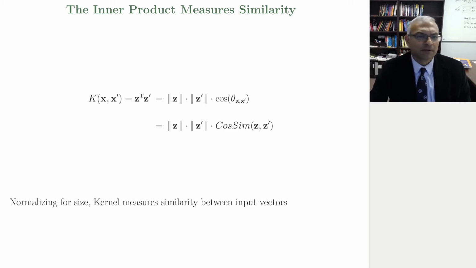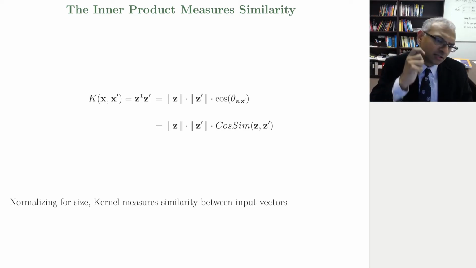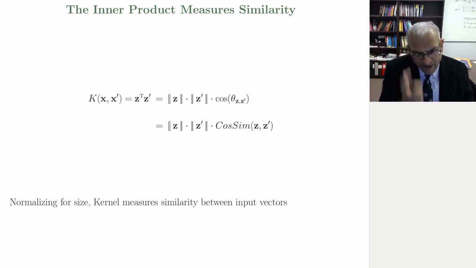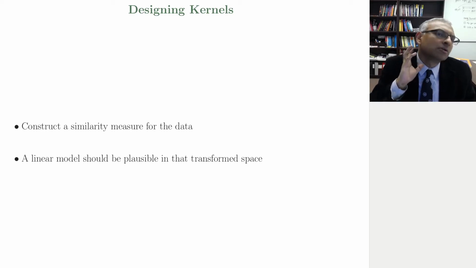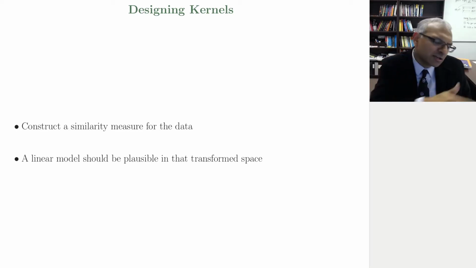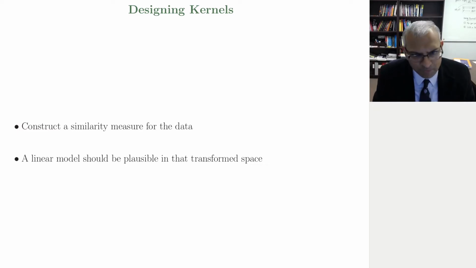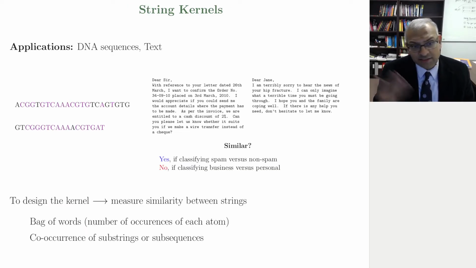The inner product measures similarity, so the kernel measures similarity. Coming up with good kernels is equivalent to coming up with the right measure of similarity for your problem, for your application. So construct the right measure of similarity. If it's an infinite dimensional space, you have no problem, but otherwise, you need a linear model to be plausible in that transformed space, otherwise you won't be able to separate the data, so it's the wrong measure of similarity. And let's have a look at some examples.